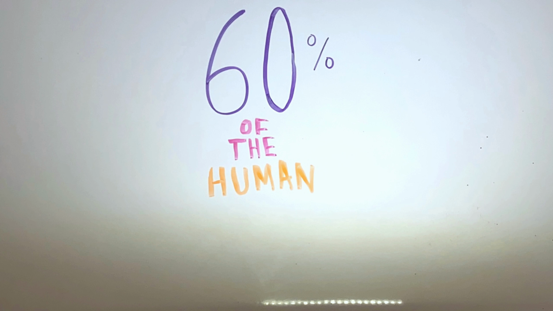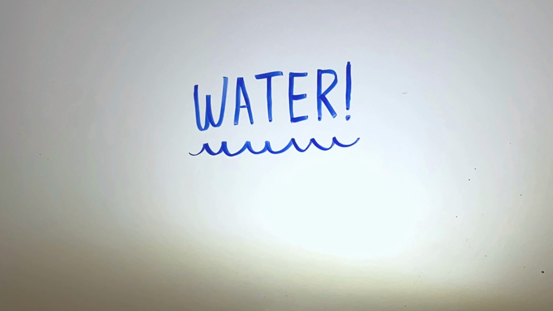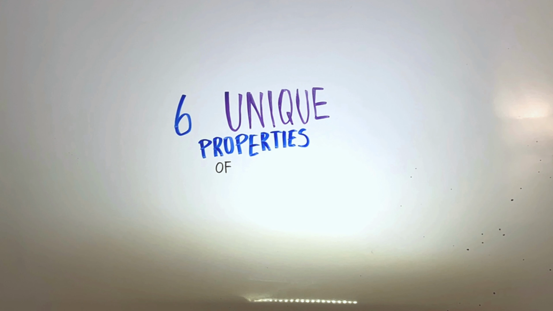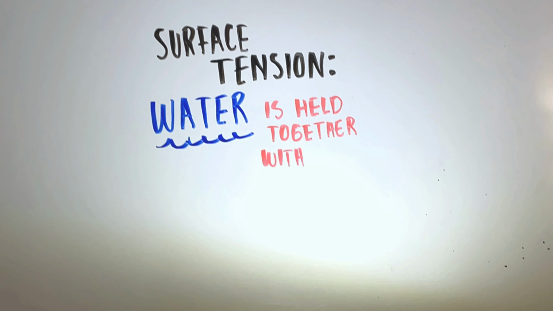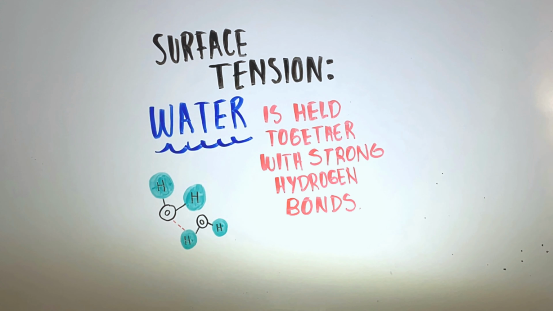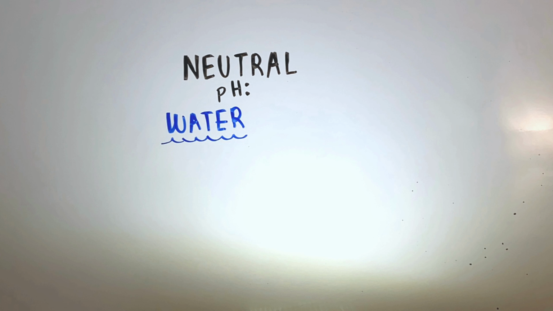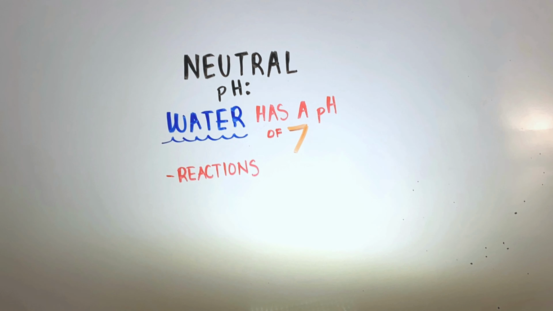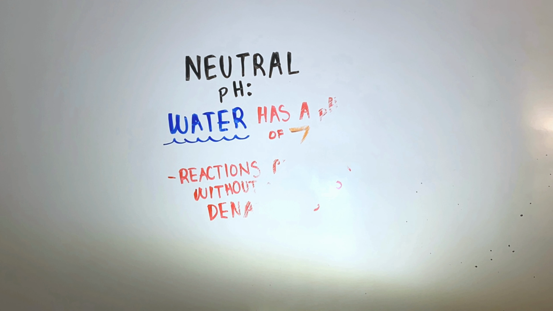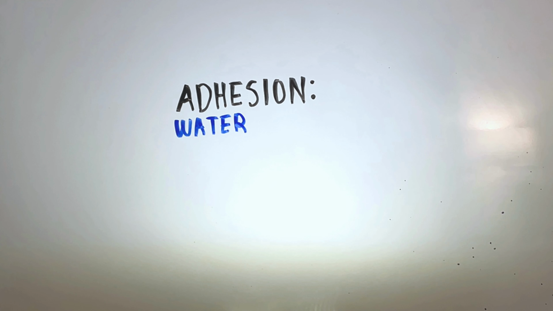Did you know 60% of the human body is made up of water? It's essential for life. 6 unique properties of water that make life possible are surface tension. Water is held together with strong hydrogen bonds. Neutral pH. Water has a pH of 7. This means reactions can occur without proteins denaturing.